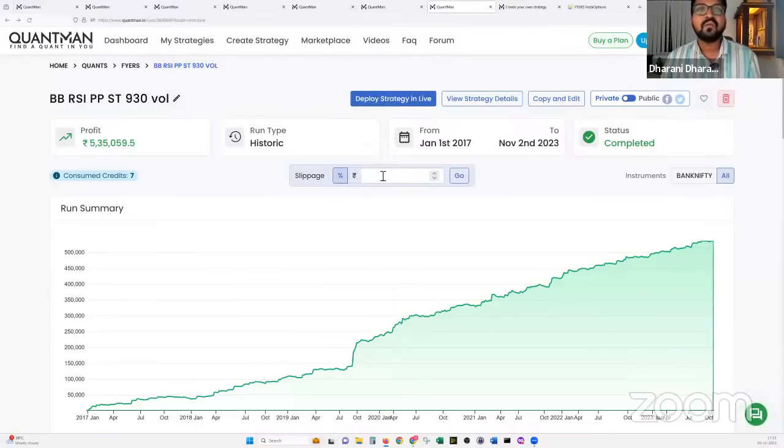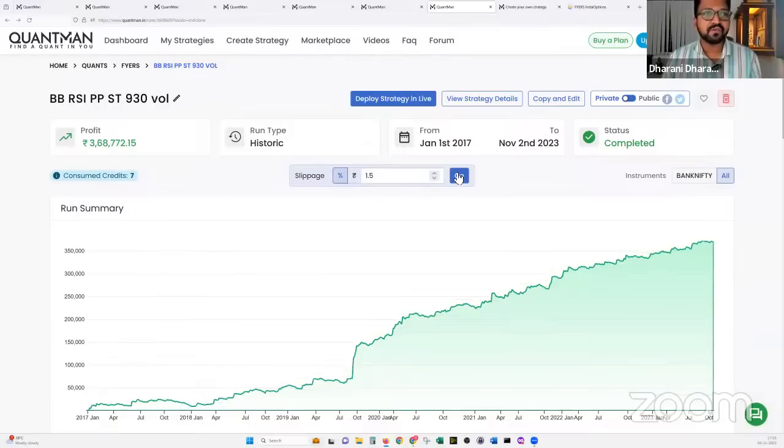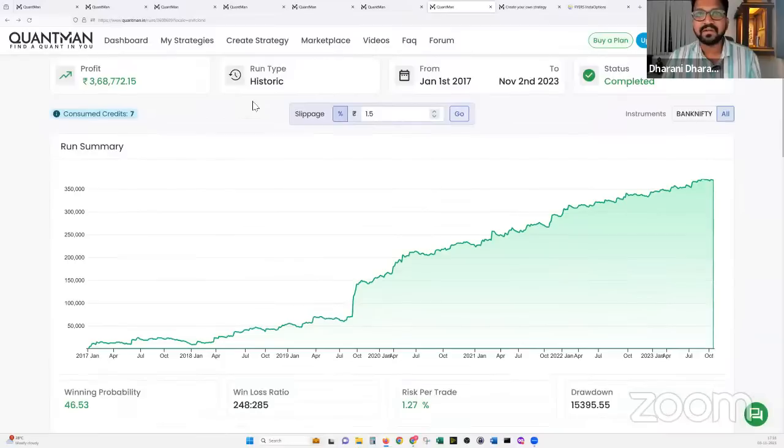Once I'm done with the backtesting, the immediate point is that I need to put the slippage of 1.5%. For option buying, I use 1.5%. For option selling, I use 0.5%. So I put 1.5% and click on go. And I see 3,68,000 rupees of profitability.